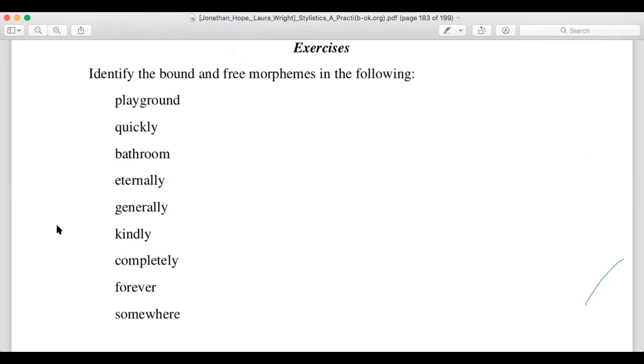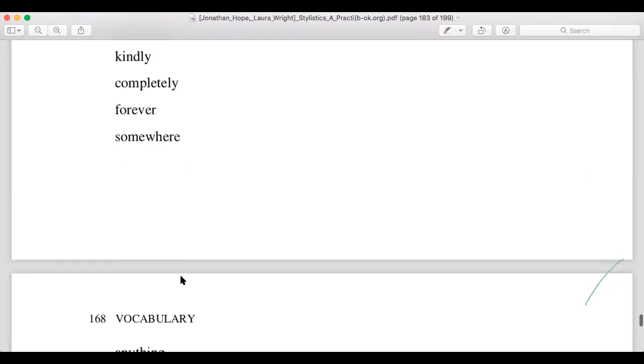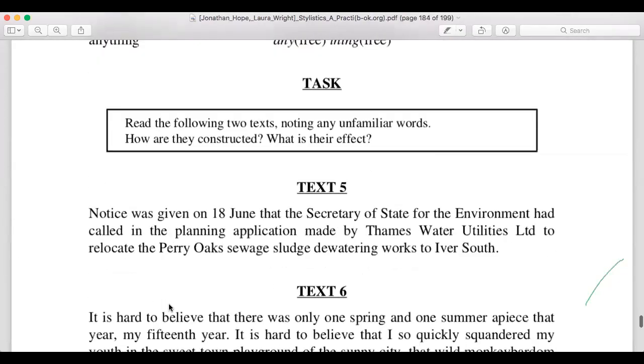So here we go. Playground, two morphemes, both free. Quickly, two morphemes, one free, one bound. Bathroom, two morphemes, both free. Eternally, two morphemes, one free, one bound. Generally, kindly, completely, all of these are two morphemes, one free, one bound. Forever, two morphemes, both are free. Somewhere, two morphemes, both are free. Okay, so we are done with this exercise, and anything else is just similar.